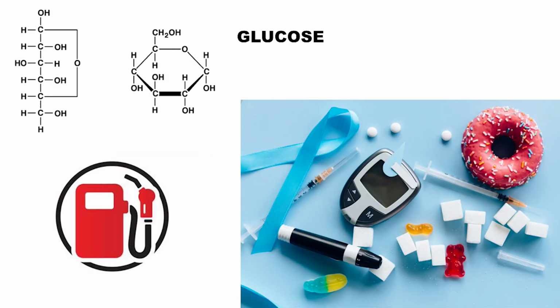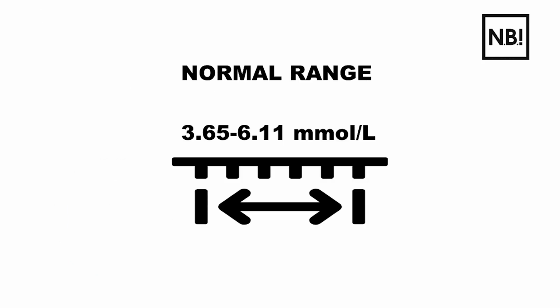Glucose is a fundamental monosaccharide which acts as a fuel for every cell, especially the brain. Its concentration in the blood is tightly regulated. Deviations can have immediate and serious consequences, such as diabetes mellitus. The normal reference range for serum glucose is typically 3.65 to 6.11 millimole per liter.